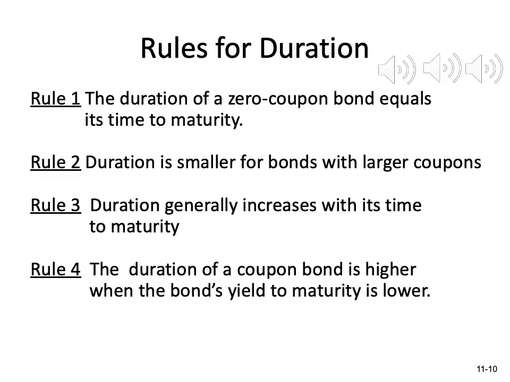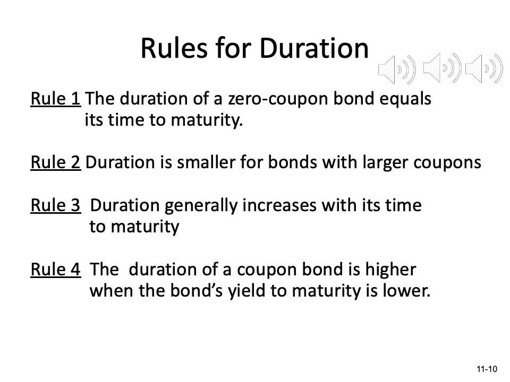Rule number 3, duration generally increases with the time to maturity because the last payment accounts for the biggest portion of the total cash flow. So the duration is going to be a number very close to the time to maturity. For example, a 5-year coupon bond's duration is going to be a number very close to 5. It's going to be 4 point something. While for a 30-year coupon bond, the duration number will be very close to 30.